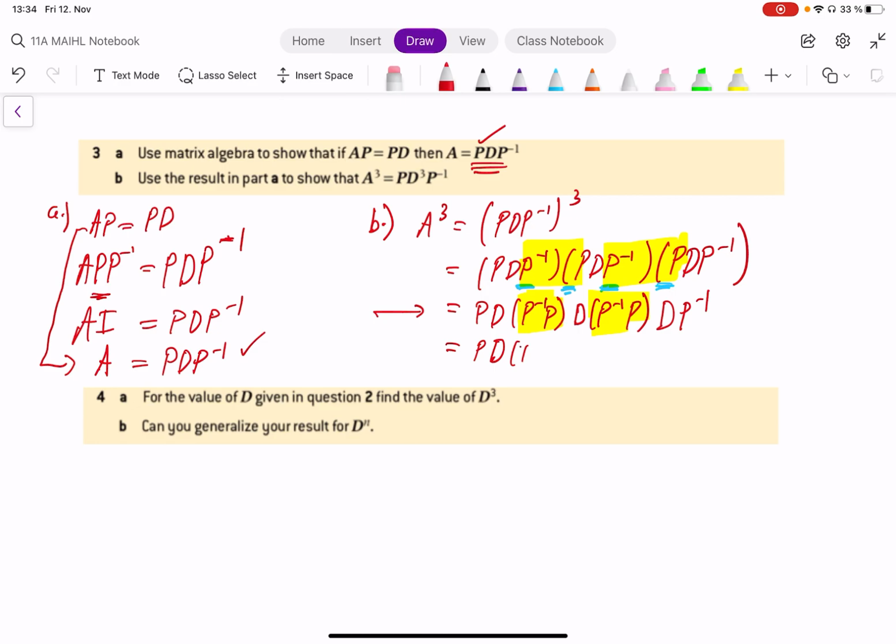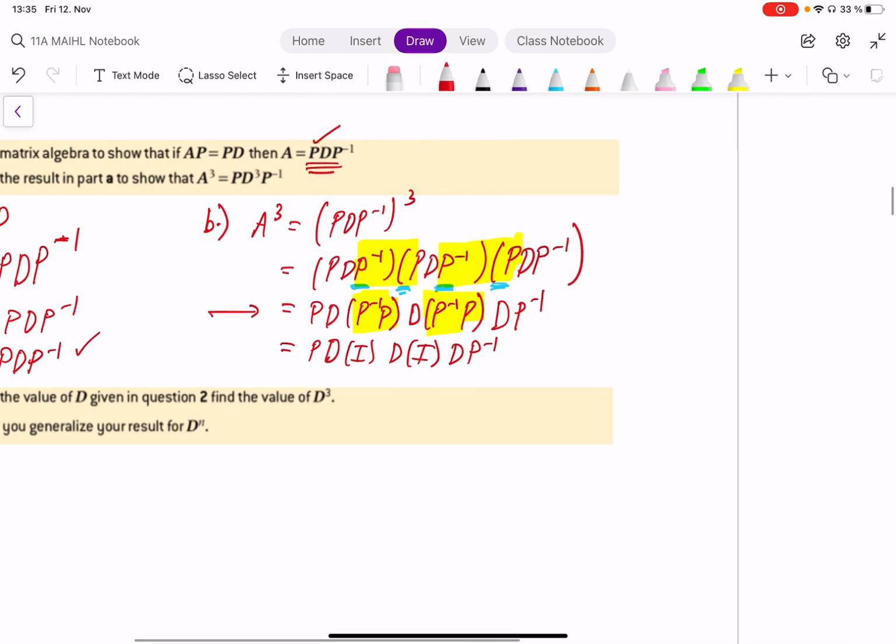So we could say it's P times the identity matrix times D times the identity matrix times D times P inverse. And so now we see that this is going to equal P times D times D times D times P inverse, right? There's three of them, 1, 2, 3, which is the same thing as P, D to the third, times the inverse of P.